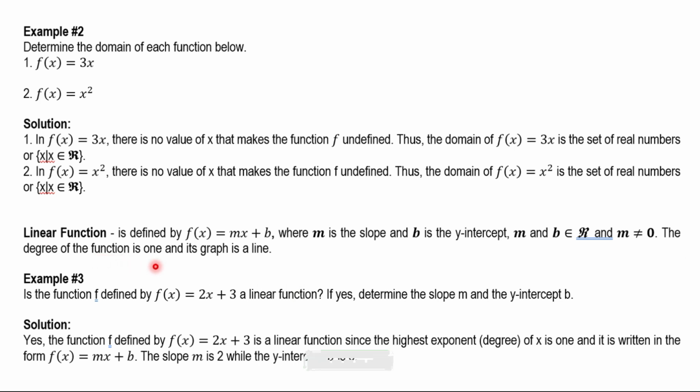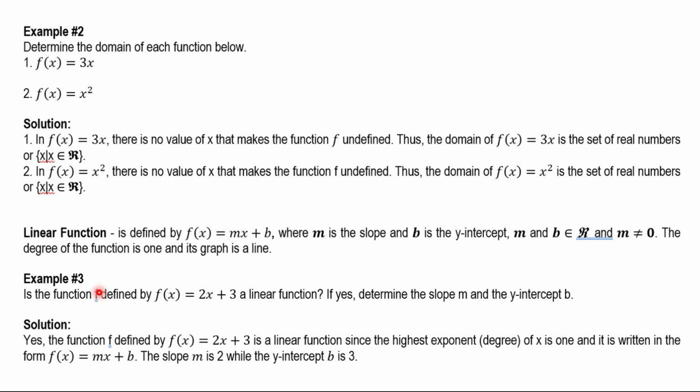The degree of the function is 1 and its graph is a line. So, if we say a linear function, when we graph it later, that is a line. Take note, the degree of the function is 1. The degree of the function means the highest exponent of x. So, if you don't see an exponent there, just x itself, that is a linear function. Otherwise, if it's x squared or x cubed, then it's not a linear function.